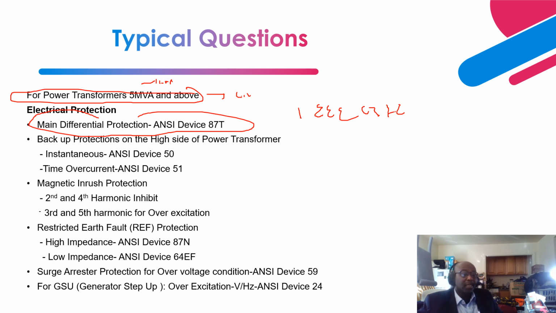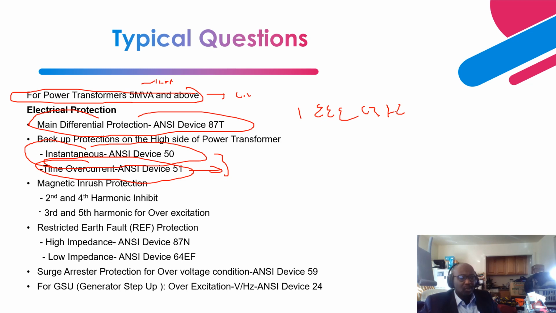Okay, and in addition to that, you have backup protection on the high voltage side. For the backup protection, I have instantaneous, that is ANSI device 50, then time overcurrent, that is ANSI device 51. And this backup protection protects the high side of the power transformer if your main differential protection should fail.